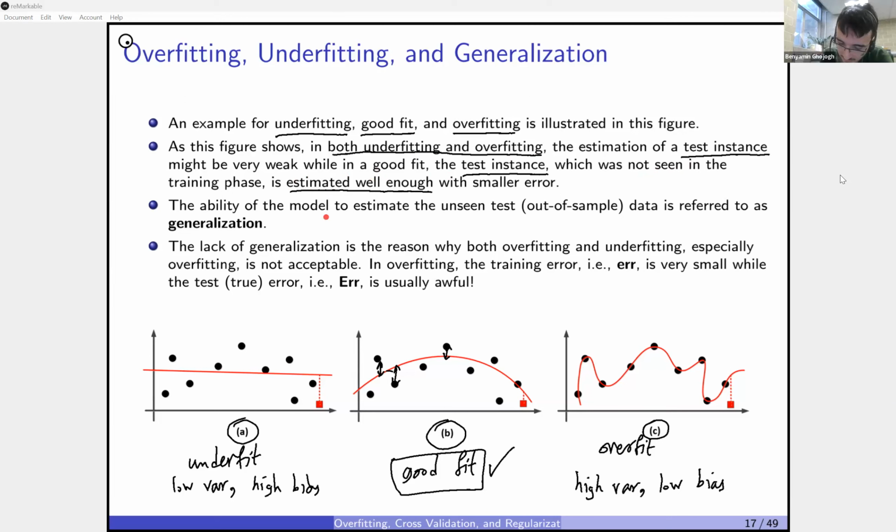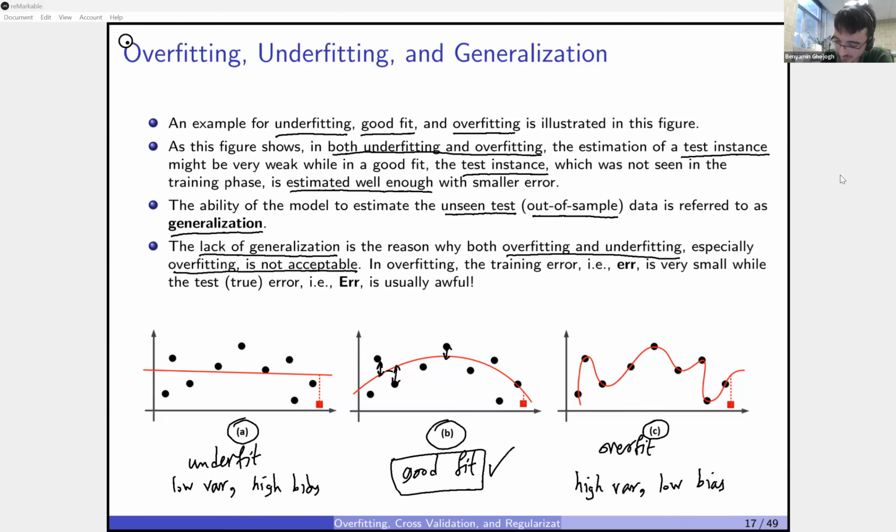The ability of the model to estimate the unseen data, the unseen test data, also called out-of-sample data, right? So the ability of the model to estimate it well is called generalization. It means that the model generalizes to unseen data, okay? And overfit doesn't have good generalization, right? The lack of generalization is the reason why both overfitting and underfitting, especially overfitting, are not acceptable, right?